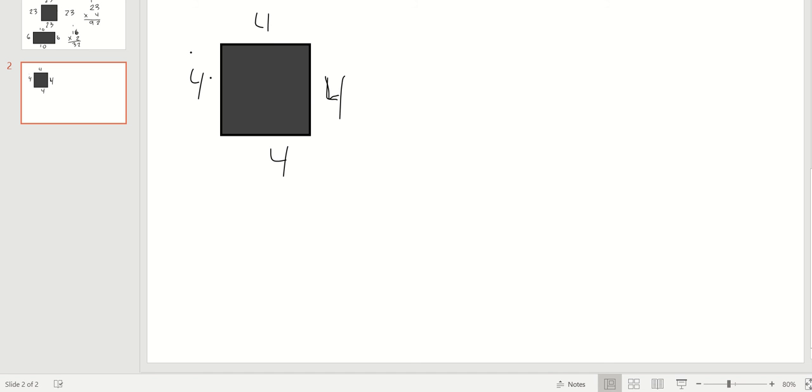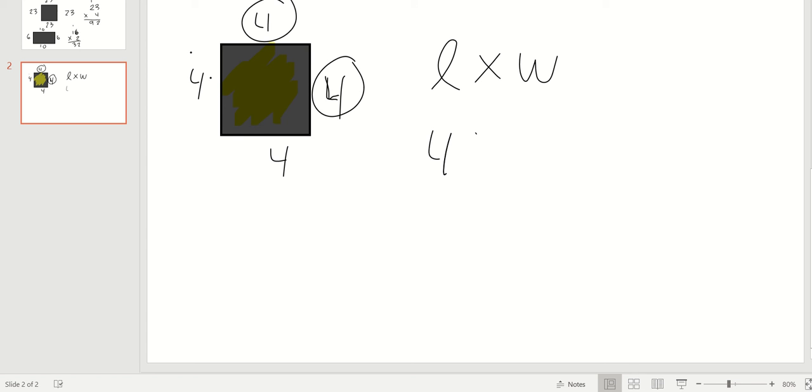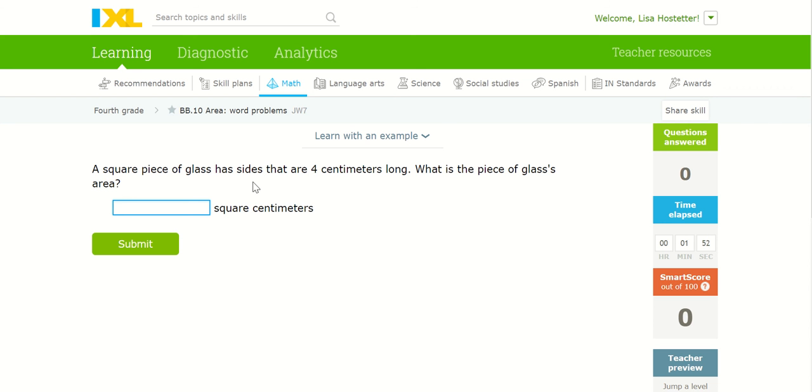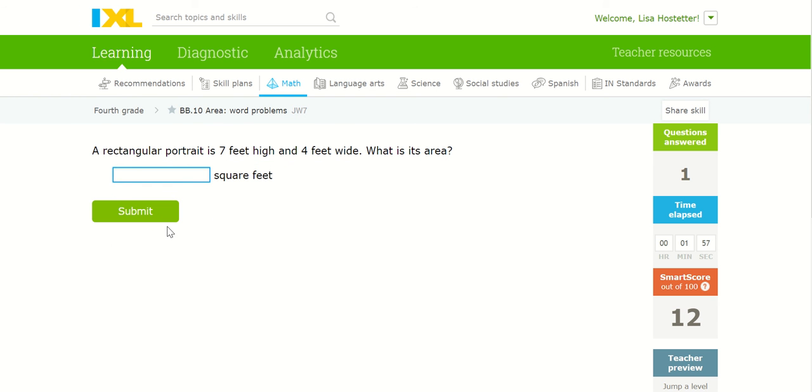Remember, finding the area is finding the inside of the shape. And the way that we do that is by multiplying the length times the width. So the length would be 4 and the width would be 4. So 4 times 4, the answer should be 16. So on iXcel, 16, submit.